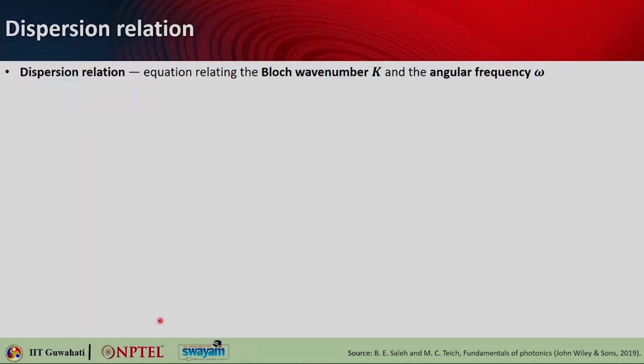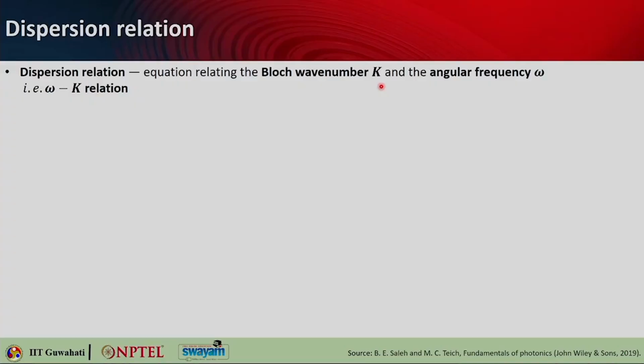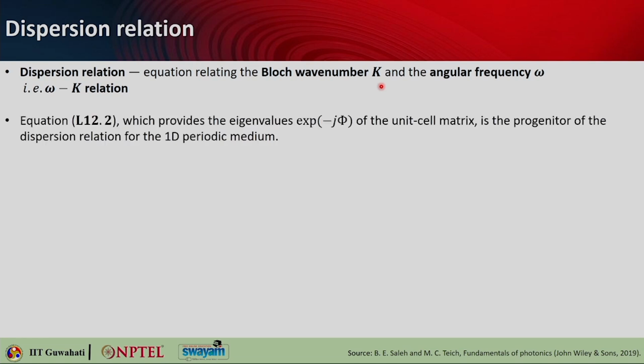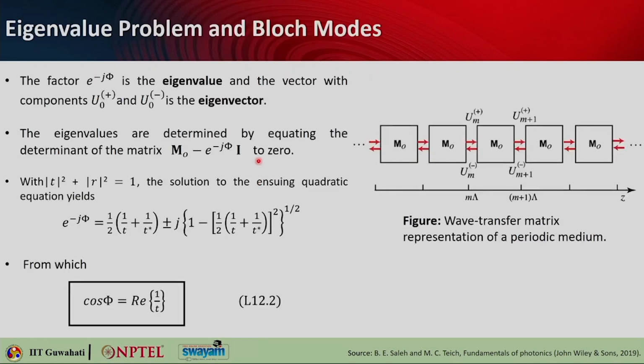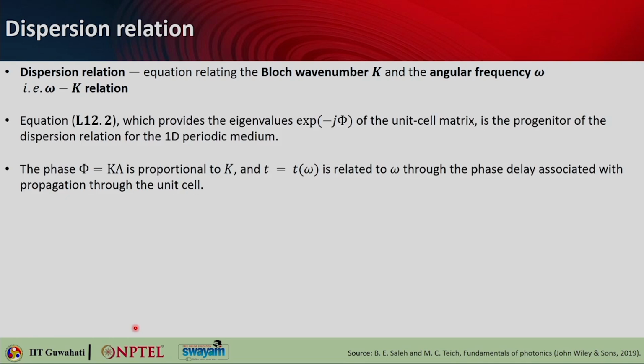Now, let us try to obtain the dispersion relationship. Always remember, the dispersion relationship is basically the relationship between the Bloch wave number k and the angular frequency omega. That is, we are looking for the omega-k relationship. So, the previous equation that you have seen provides the eigenvalues, which is exponential minus j phi, of the unit cell matrix, and this is basically the progenitor or the source of the dispersion relation for the 1D periodic medium.